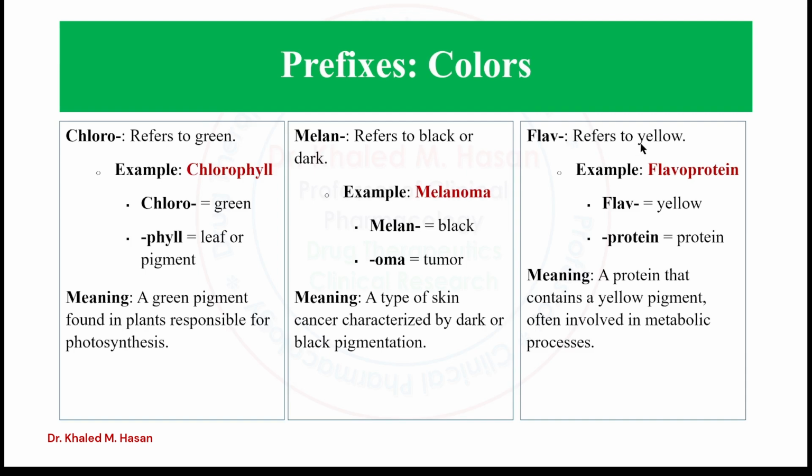Then flav, which refers to yellow. Flavoprotein: flav means yellow here. Protein, we don't have a definition for protein here; it consists of amino acids. Flavoprotein is a protein that contains a yellow pigment, often involved in metabolic processes.